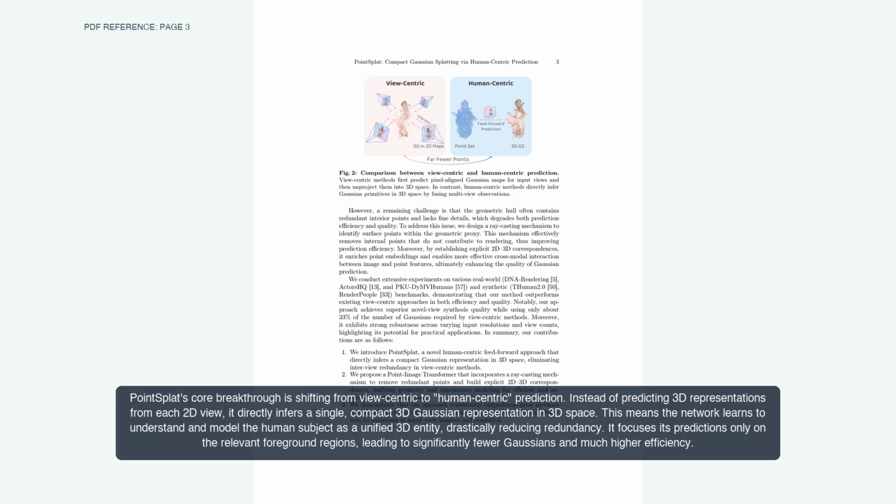PointSplat's core breakthrough is shifting from view-centric to human-centric prediction. Instead of predicting 3D representations from each 2D view, it directly infers a single, compact 3D Gaussian representation in 3D space. This means the network learns to understand and model the human subject as a unified 3D entity, drastically reducing redundancy. It focuses its predictions only on the relevant foreground regions, leading to significantly fewer Gaussians and much higher efficiency.